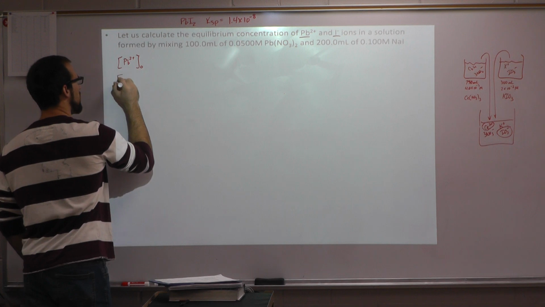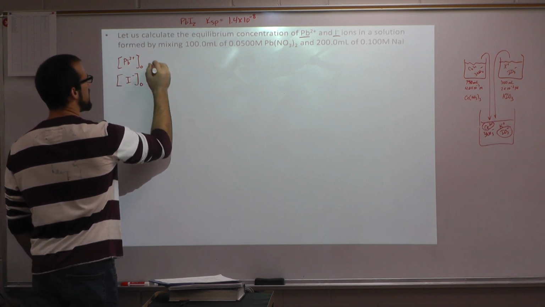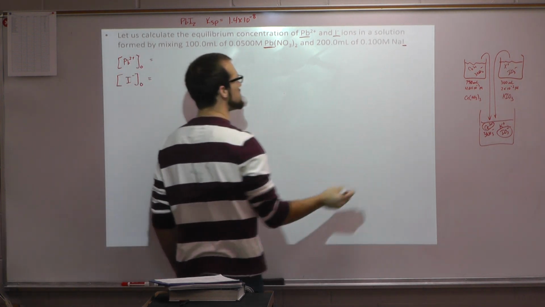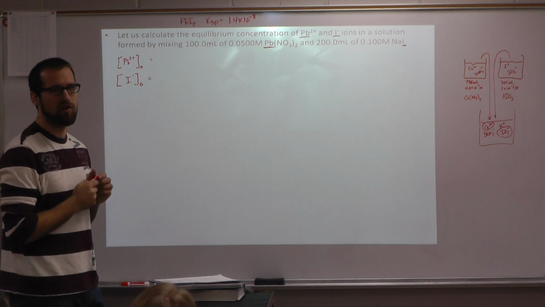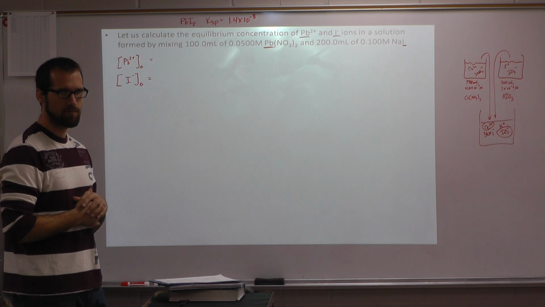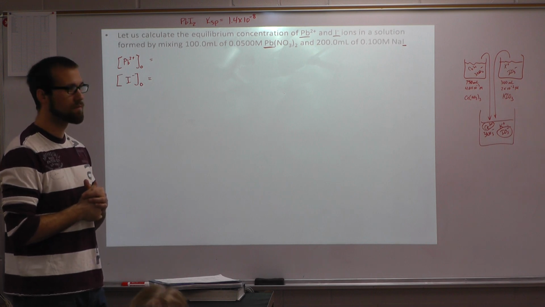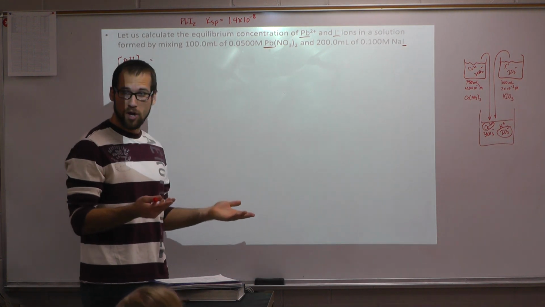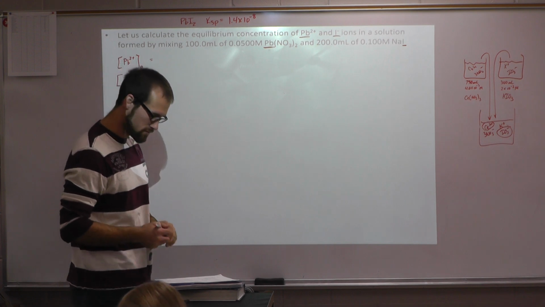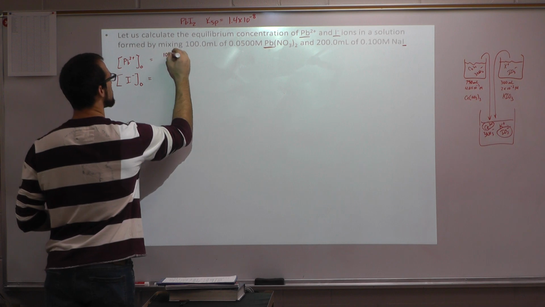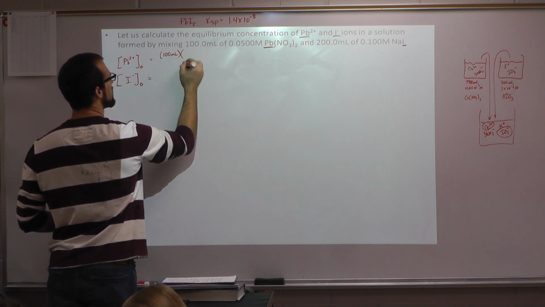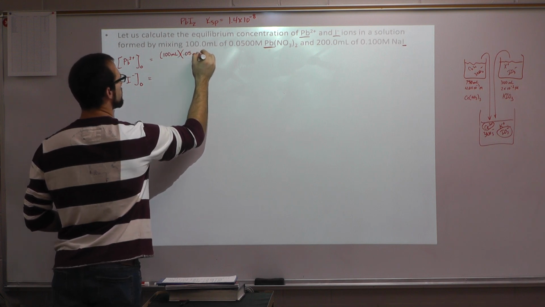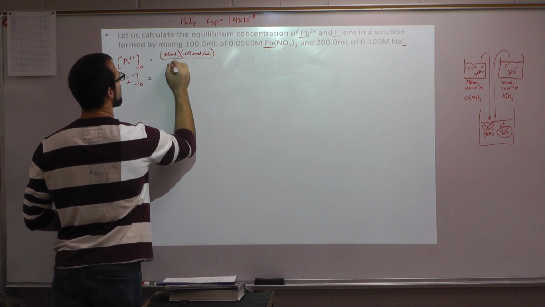I want to find the concentration of Pb2+ initially and the concentration of I minus initially. And remember, they come from my two solutions, right? Look at the ratios between the things as a whole and the ion we're trying to find. What is it? One to one. Okay. So now what we're going to do is find the millimoles divided by the total volume. 100 milliliters. Total volume is what, 300?